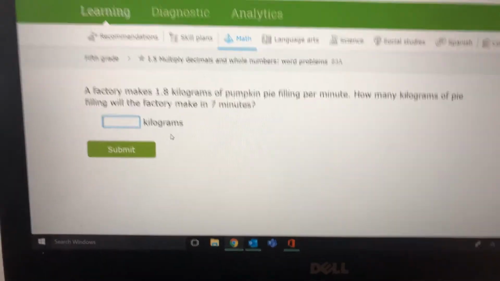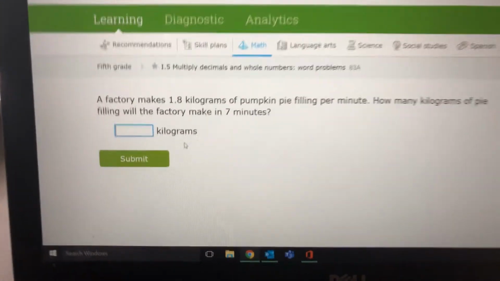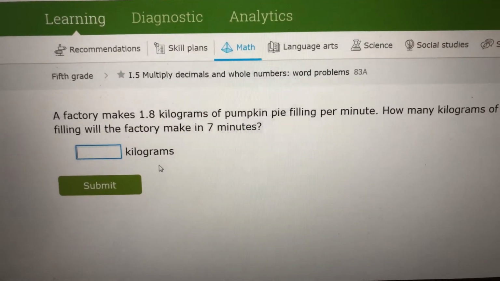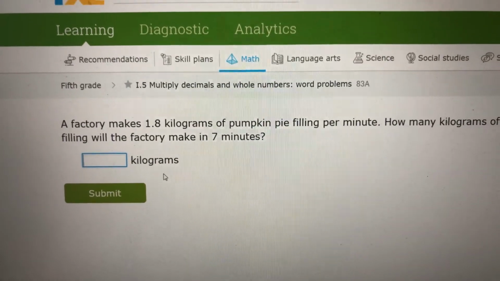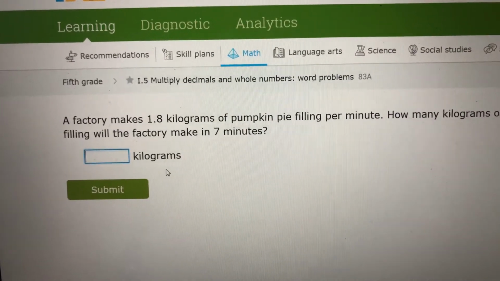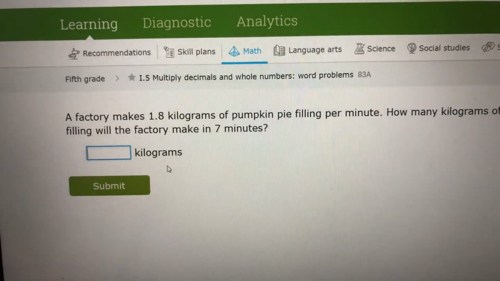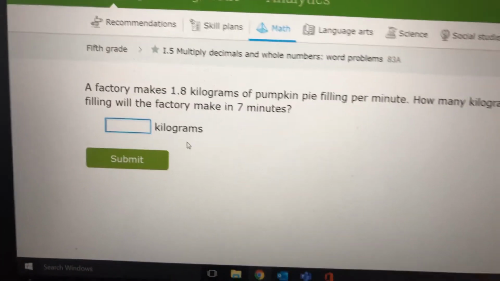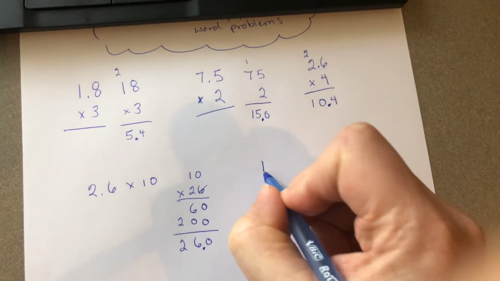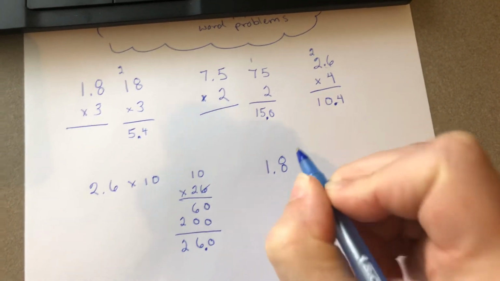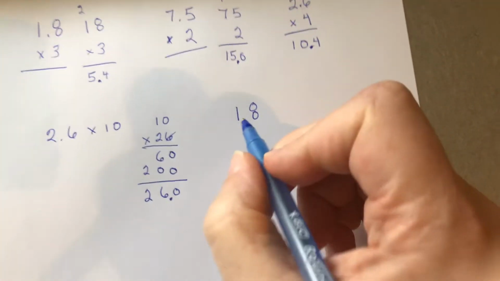Should we do one more? Okay, one more. A factory makes 1.8 kilograms of pumpkin pie filling per minute. How many kilograms of pie filling will the factory make in 7 minutes? Okay, so we'll come over here. 1.8 times 7.